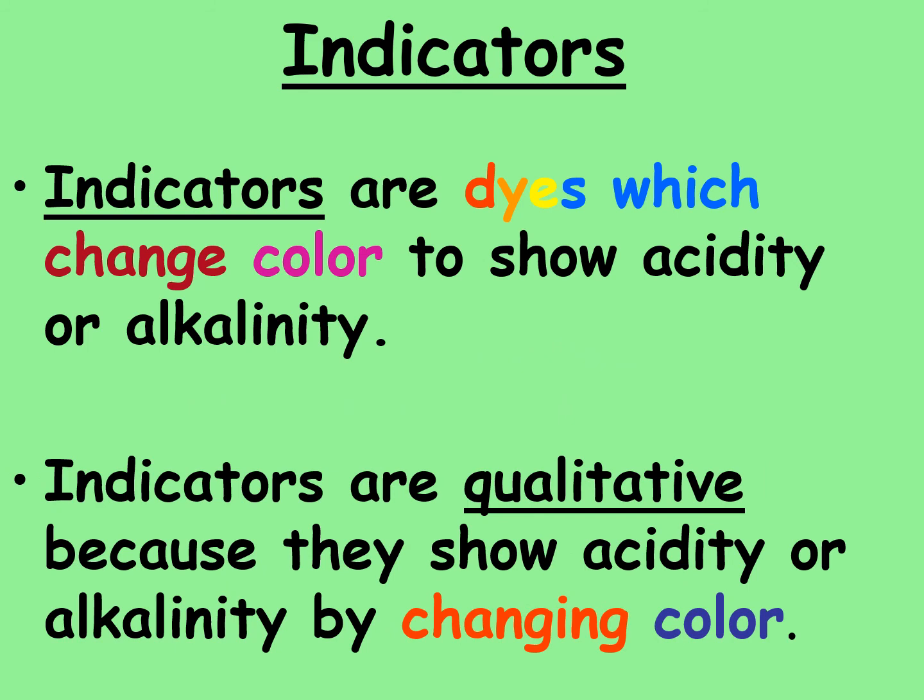Indicators are qualitative because they show acidity or alkalinity by changing color. That's the little strips that you guys dip into the liquid or whatever substance you're looking at. Generally, it's going to be aqueous if it's an acid or a base that you're testing. And they're just going to change colors. If you're doing that lab, you might argue, "Well, no, I think that's one color and you think it's another." That's why we say it's qualitative. It means they're a little bit subjective, because my idea of orange might be your idea of yellow.